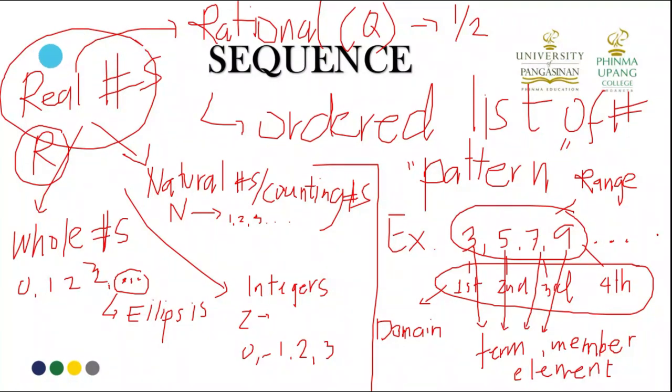So the first, second, third, and fourth is the relative position, which is the domain. And the 3, 5, 7, and 9, the range, is the actual terms. And a term is called to which the numbers of a sequence. The 3, 5, 7, 9 are terms, where the meaning of term is the numbers of the sequence. Okay, I hope you get that.